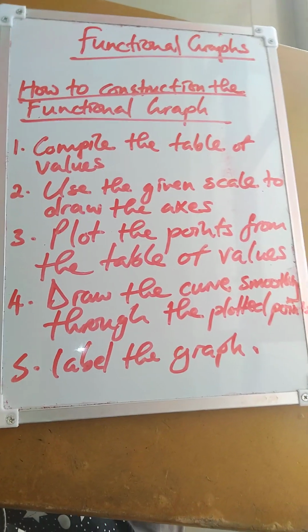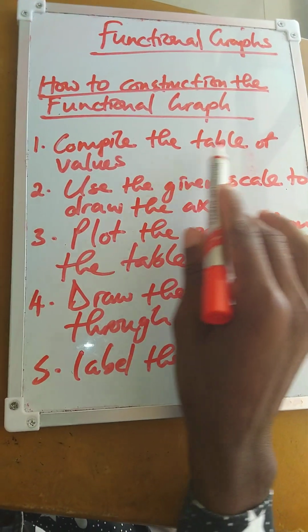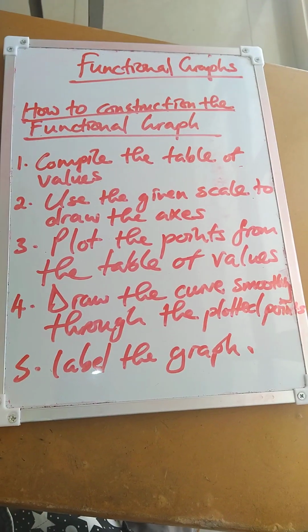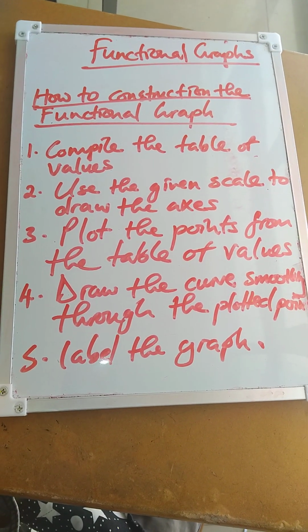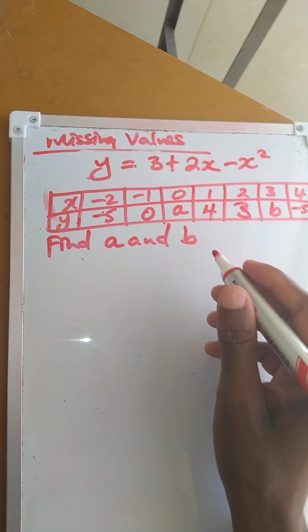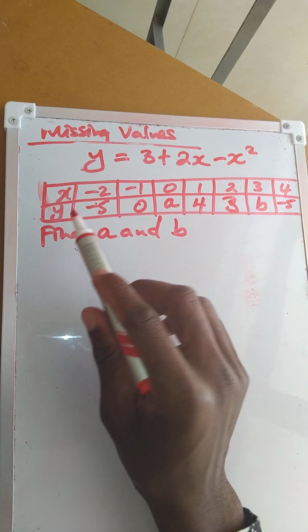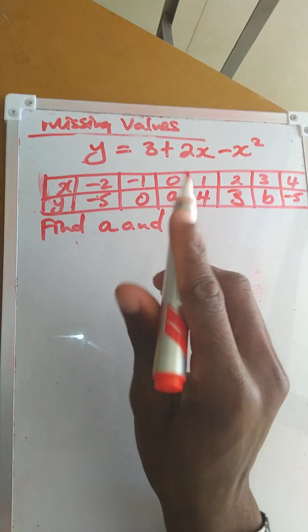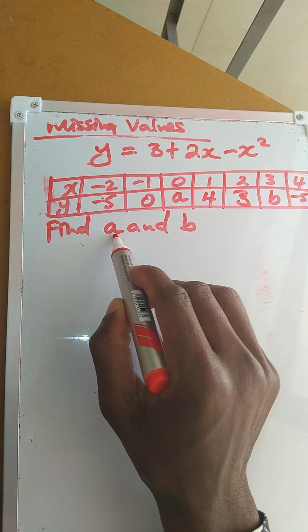So now we are going to complete the table of values and find the missing values. So let's move on to do missing values. Right, now let's do the missing values. Missing values are what you find first when you start a functional graph. You find A and B.